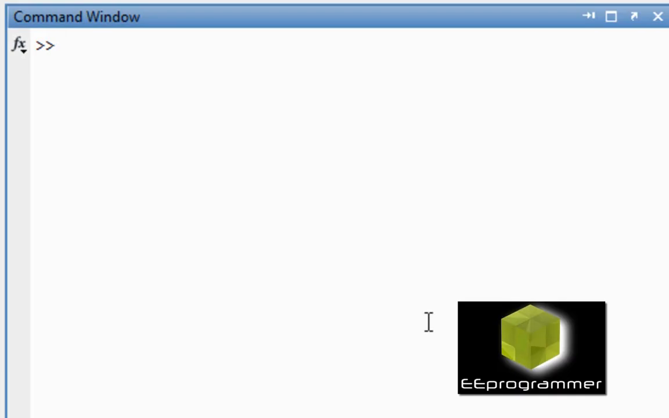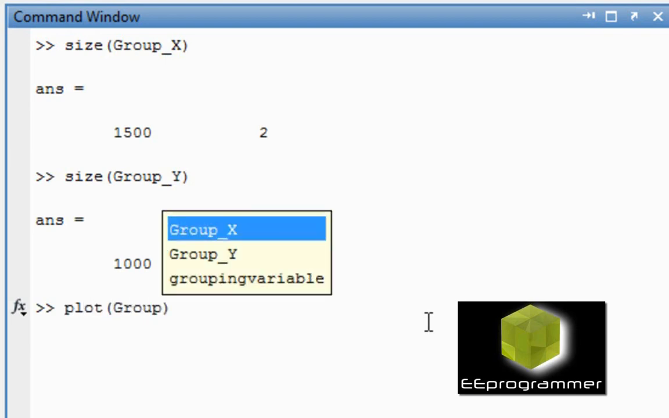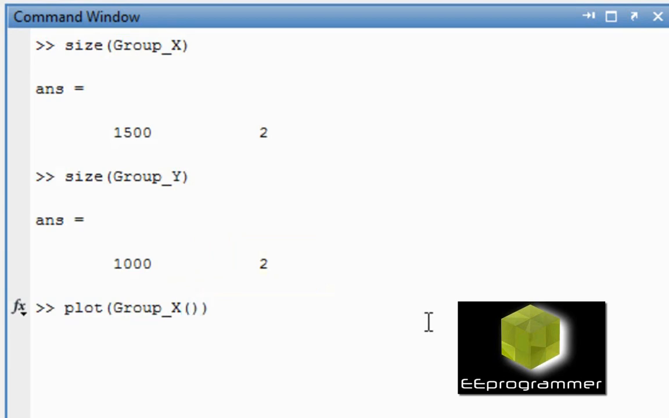I'm going to talk about discriminant analysis, linear and quadratic discriminant analysis. Now I set up two sets of data, group X and group Y. I have already preset the data. Now let's plot out the data to see how they look.